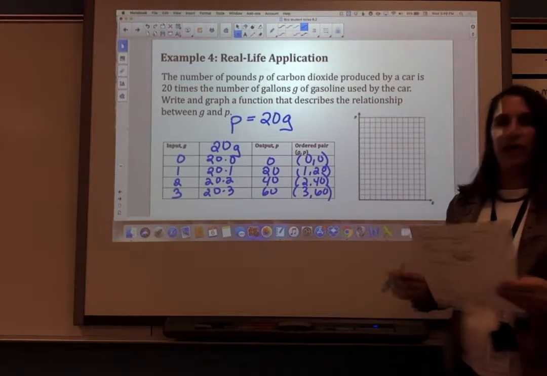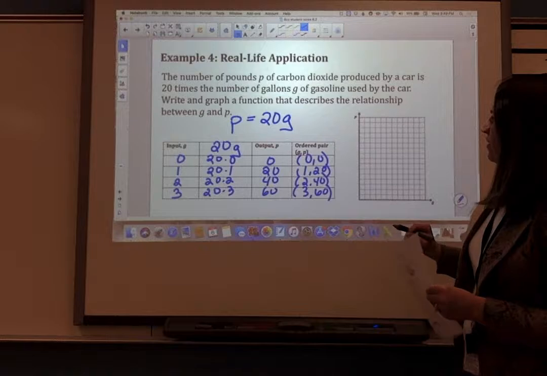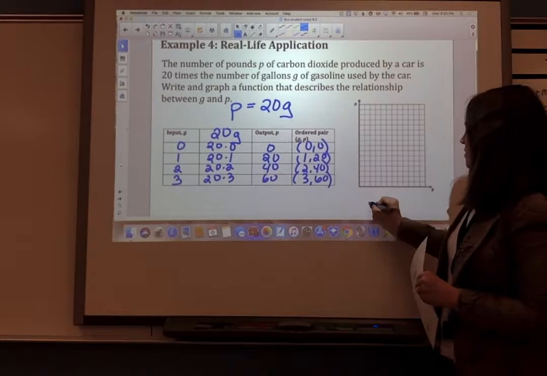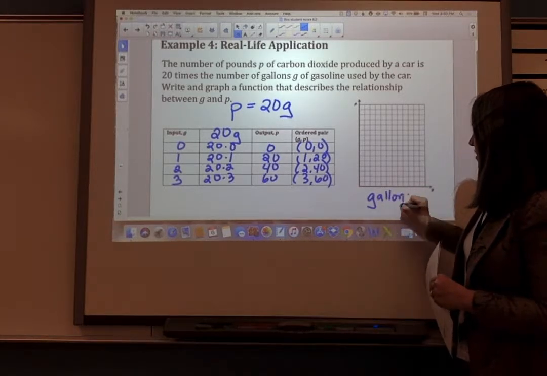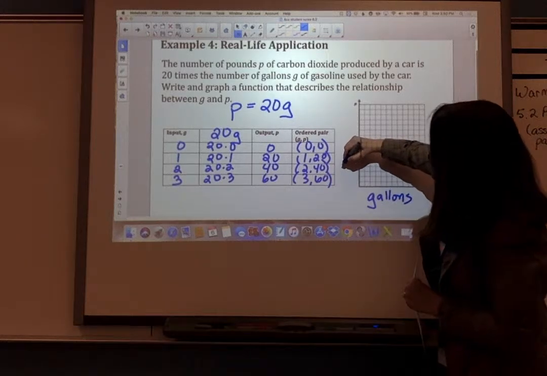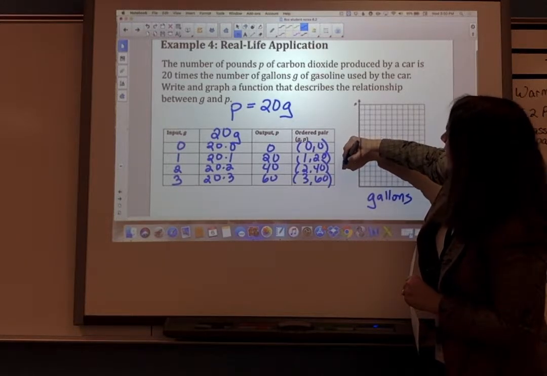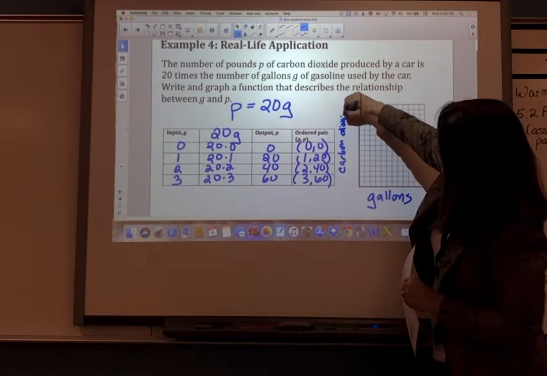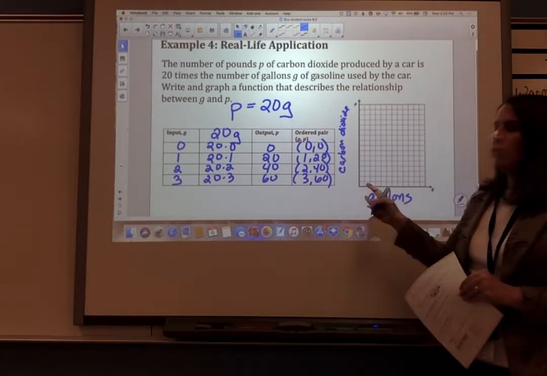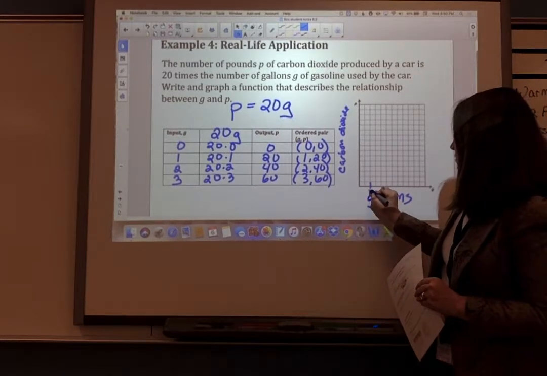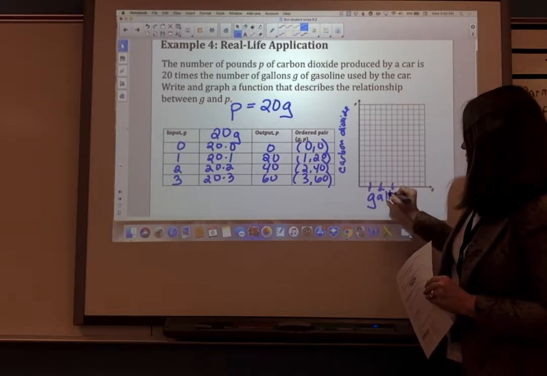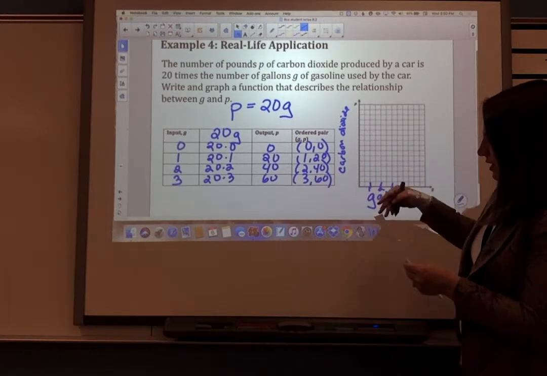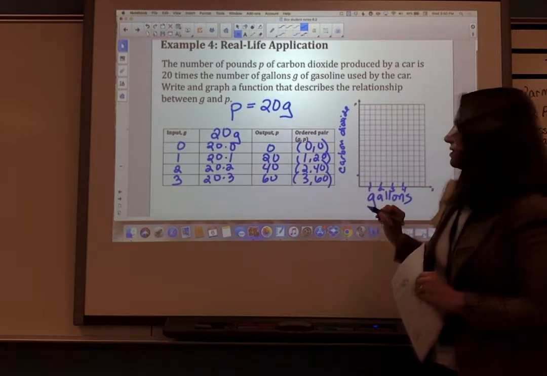Okay, so we need to fill out our graph here, our axes. Our input will be gallons, and typically that's on the x-axis, of course, and then our output is our carbon dioxide. Okay, and then we're only going to graph up to 3, so let's just do every other here. Here's 1, 2, 3. Put a 4 on there too, just for fun. And then counting up, every 2 lines, let's make that a 10.